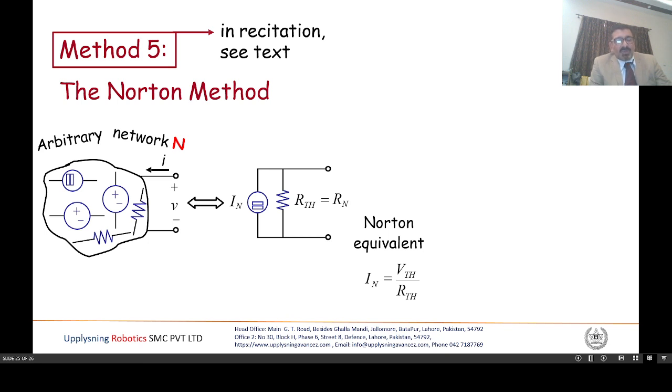So today I talked about superposition, Thévenin theorem, linearity, and Norton theorem, and how we can solve a complex circuit and make it easier to solve.